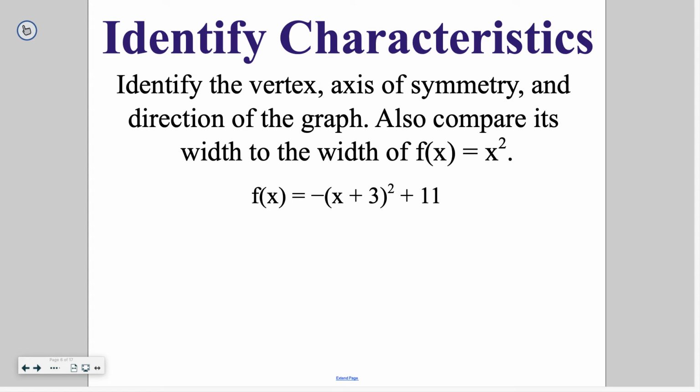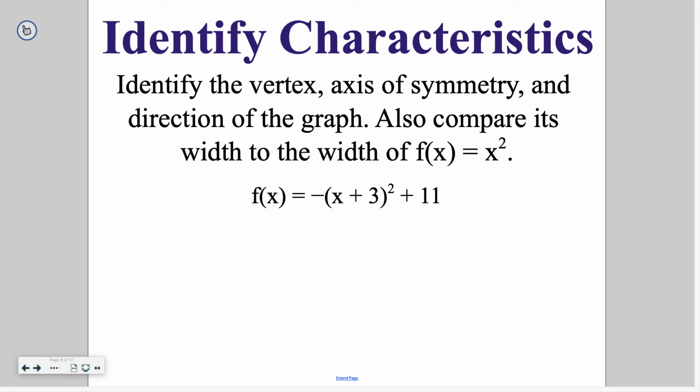The next thing we're going to do is add on to these characteristics by talking about the vertex, the axis of symmetry. The direction of the graph means whether it opens up or down, and then it also wants us to compare the width to the width of the parent function. So we're comparing the two different widths. So we're going to start. Same process here for picking out your vertex.